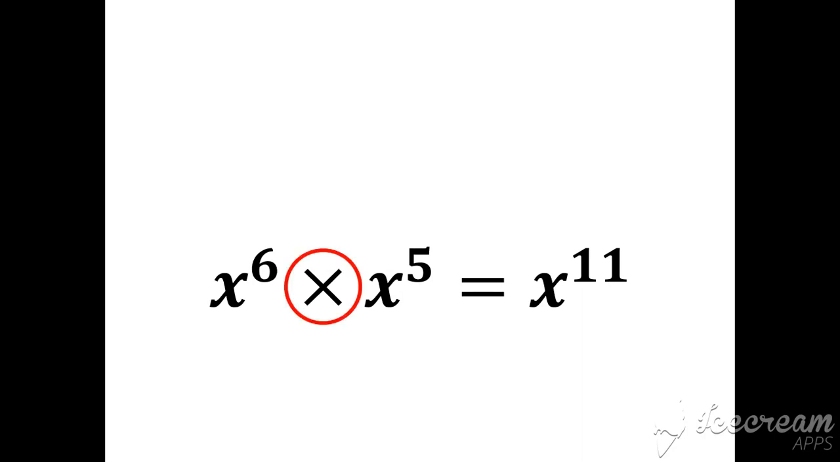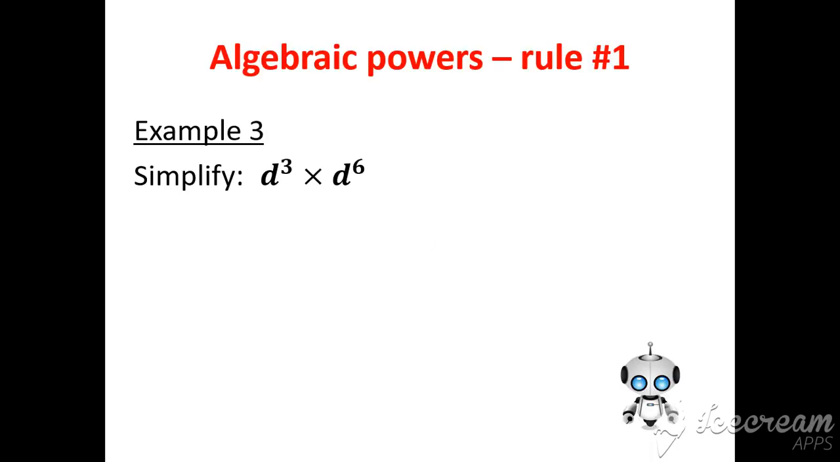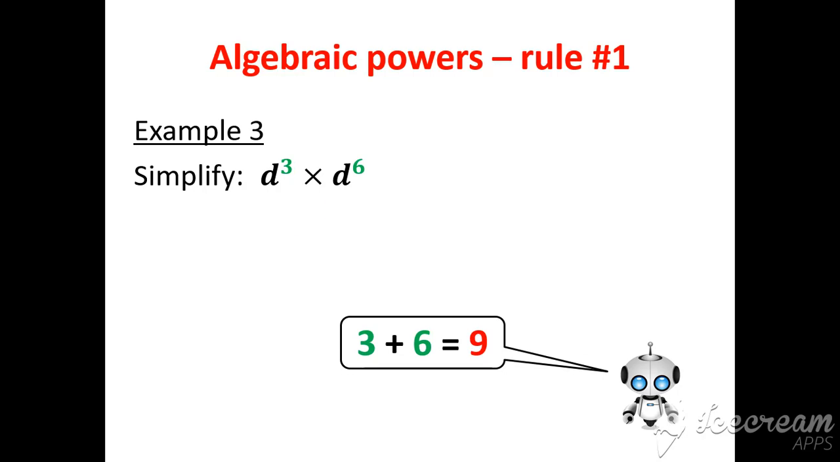So when we multiply variables that have got powers, we can take the powers and plus them to get our new power. Right, so let's put that in practice. If we have d cubed times d to the power of 6, we can just add the powers and get d to the power of 9.